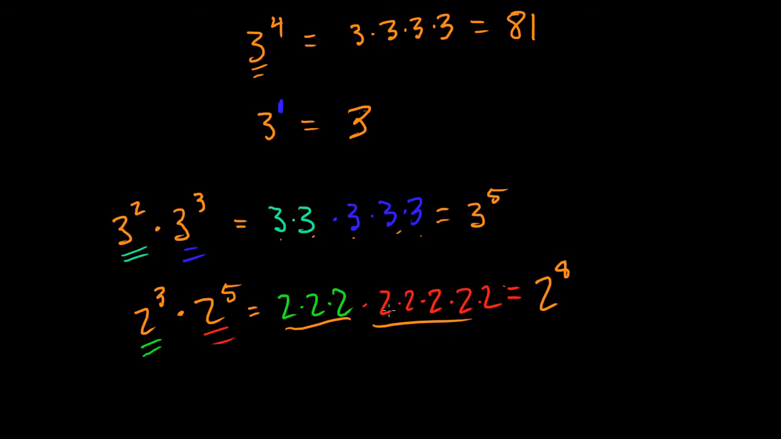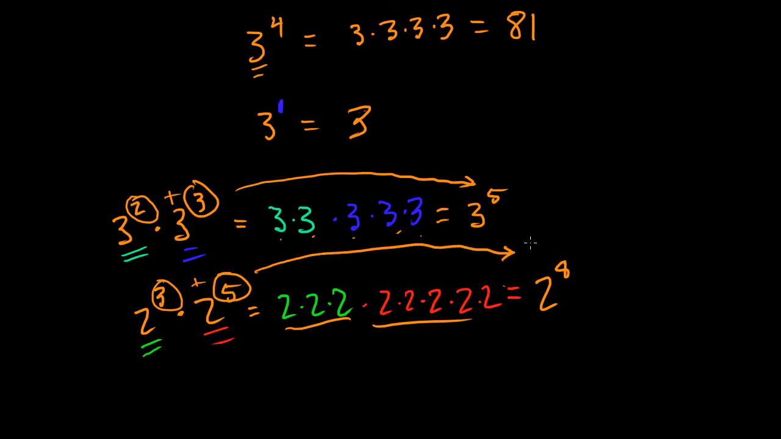Can you think of a simpler way that we could have done this? Well, if we had just taken the two exponents and added them together, we would have gotten the same answer. 2 to the third times 2 to the 5 is 2 to the 8th.